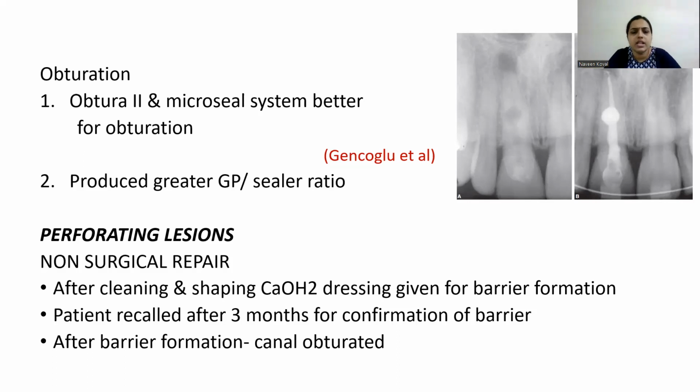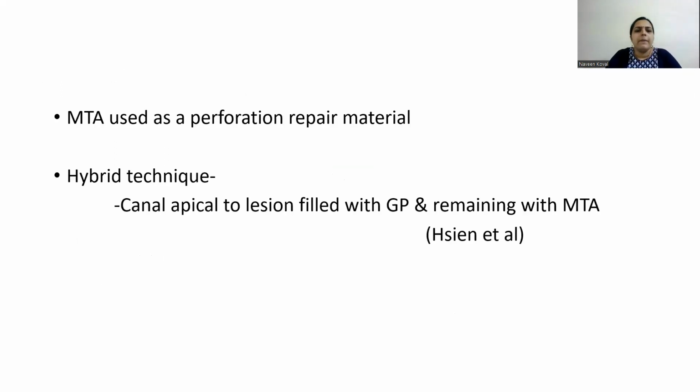In case of non-surgical repair, after cleaning and shaping, calcium hydroxide can be given as intracanal medicament for barrier formation. Then the patient should be recalled frequently after 3 months for confirmation of the barrier. Then after barrier formation, you can obturate it like the non-perforating lesion. You can use Obtura 2. Then MTA can be used as perforation repair material. Then a hybrid technique can be used, that is, the canal apical to the lesion can be filled with GP and the remaining with MTA.